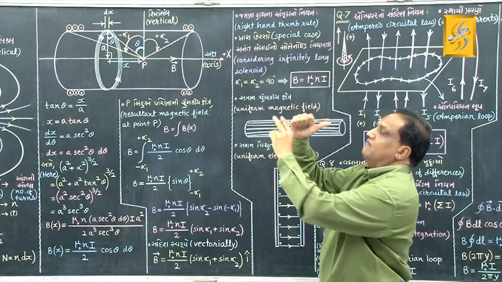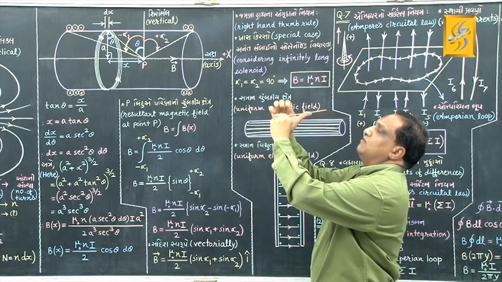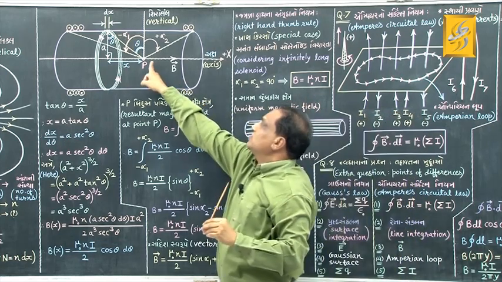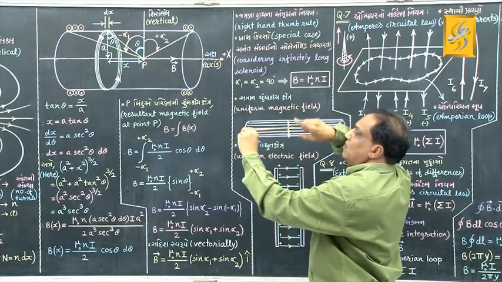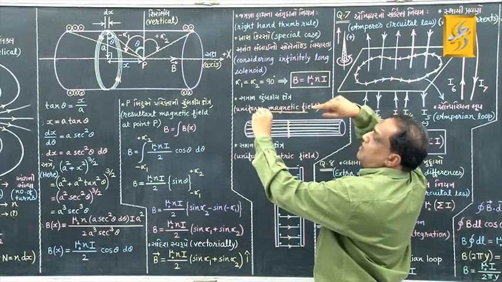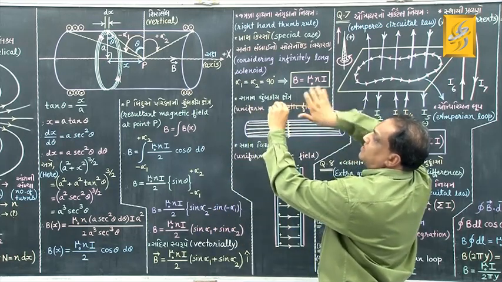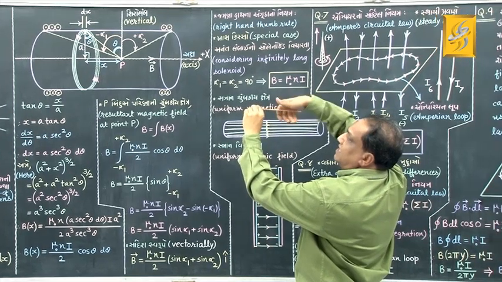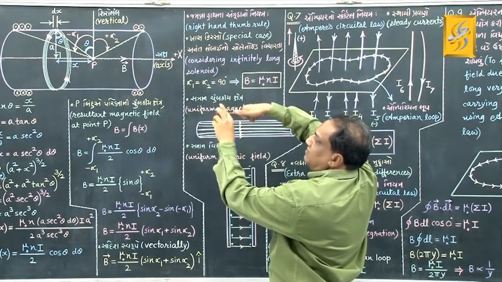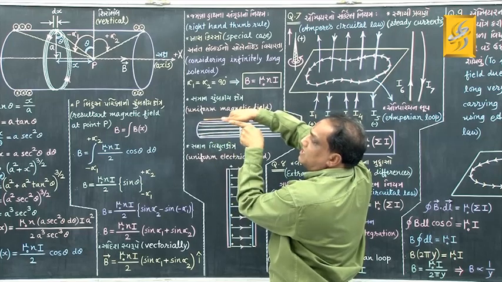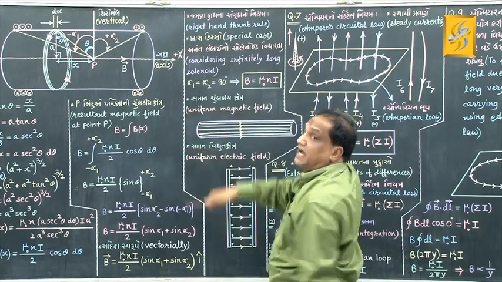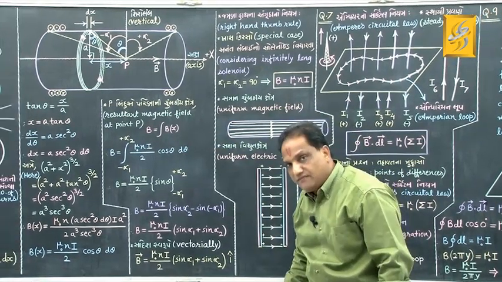Got it? When you pass current this way, magnetic field will be towards the positive x-axis. If you are passing current the other way, then you must hold the axis in the right hand palm this way, so the fingers are taking the turn in the direction of current. At that time the thumb is showing you this direction, towards the left hand side, that is towards the negative x-axis. Got it? Fine.